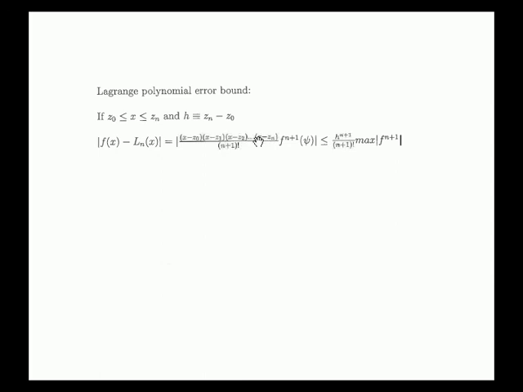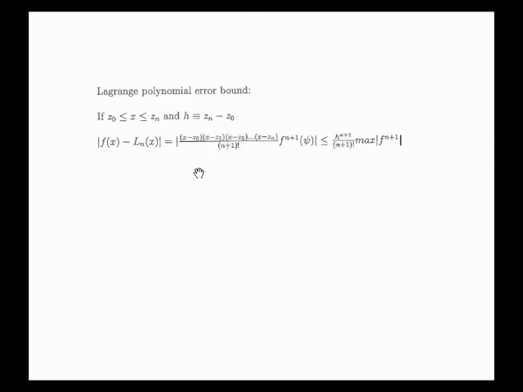The error's got to be 0 at each of those points. Otherwise, it looks the same: n plus 1 factorial, n plus 1 derivative at some unknown point, assuming x is between the first and last points. That's all you can say. So this is important for Section 4.2. You just need to know that formula.